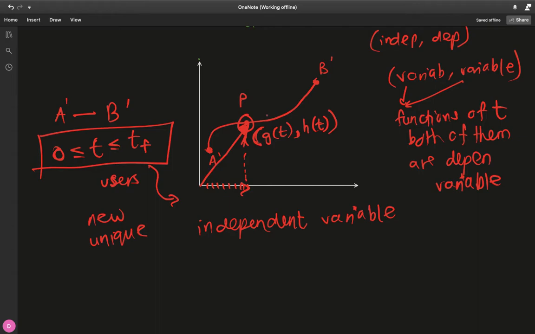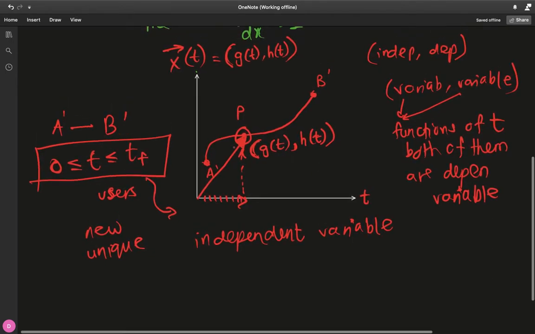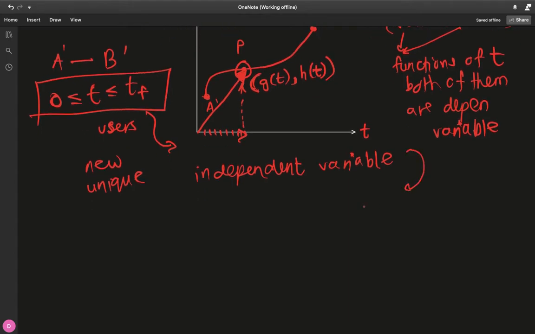But in the situation that you want to call this a vector, then you let this axis be the t axis and this axis be the x bar of t axis, or the position vector axis, which is defined as basically g of t comma h of t. And this is a vector because it has two components, the g component and the h component. I'm probably going to make a video on vectors real soon, when it comes to physics. But this is what parameterization enables us to do. It makes us see a greater picture.